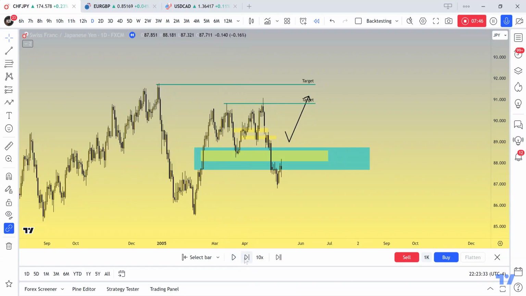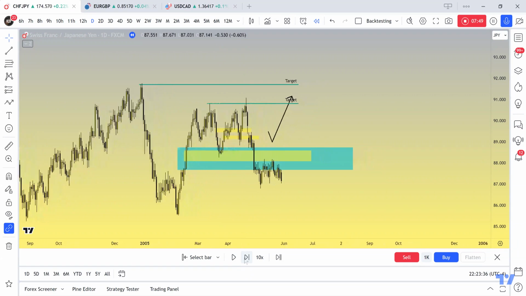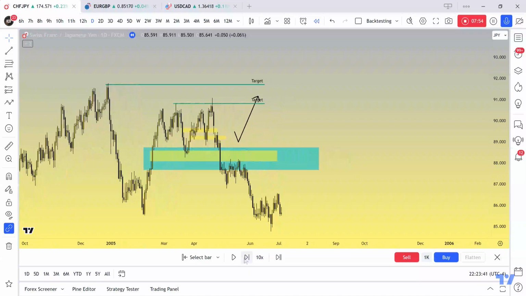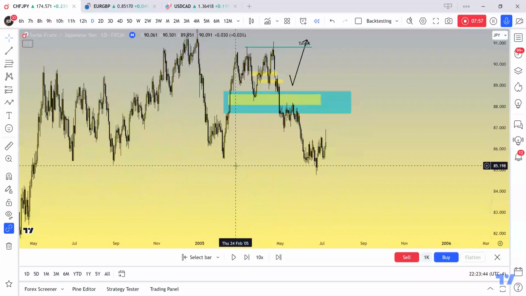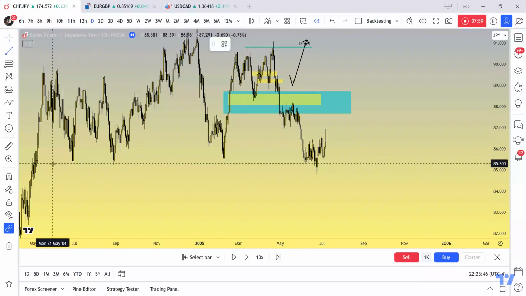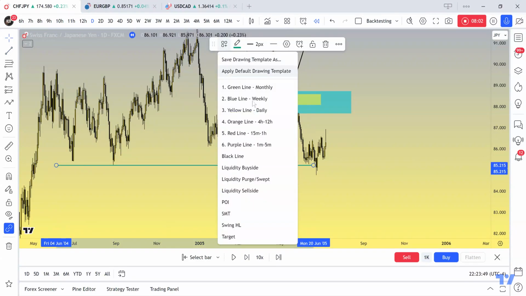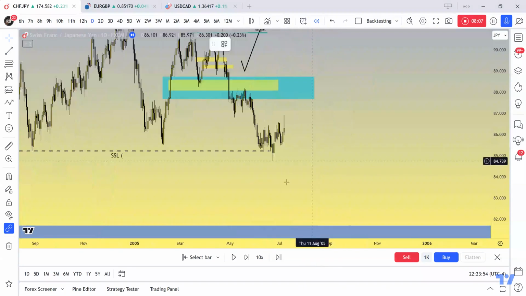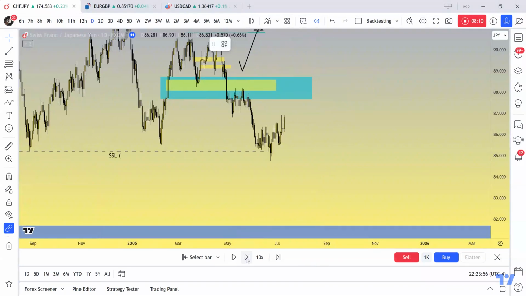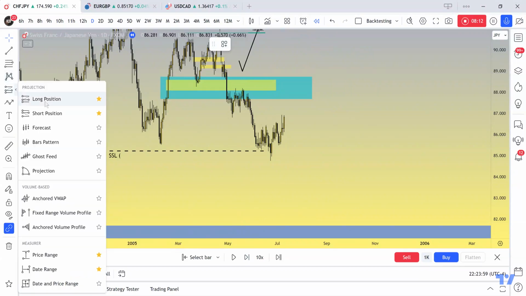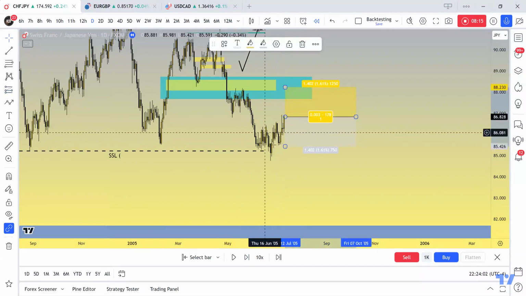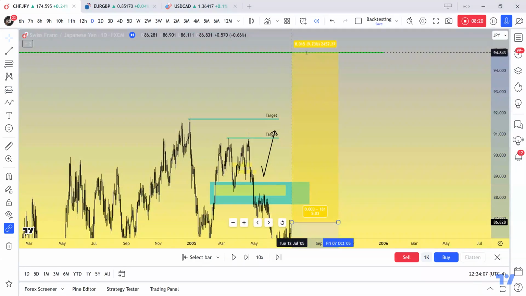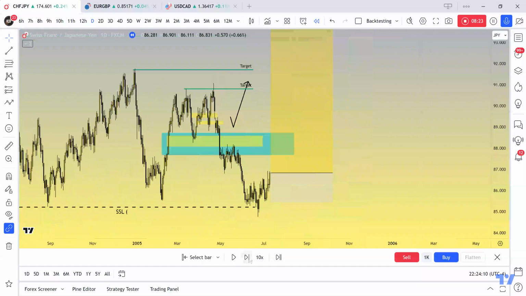Do we go lower or do we go higher? Right, equal lows below here that I did not see. All right, so now it purged that. Okay, so that was the sell side purge, shift in market structure. So now I'll put my stop here. Same targets. Let's go.